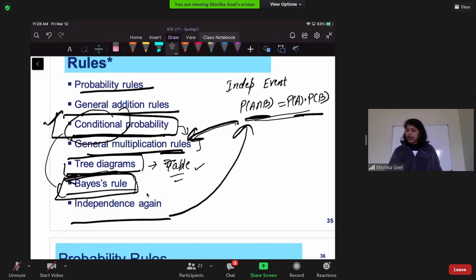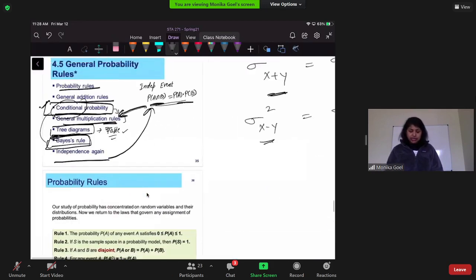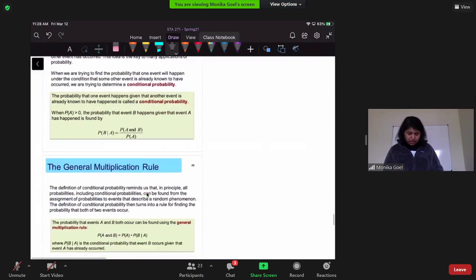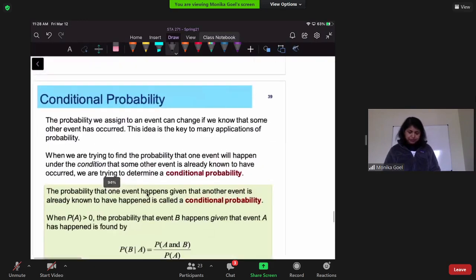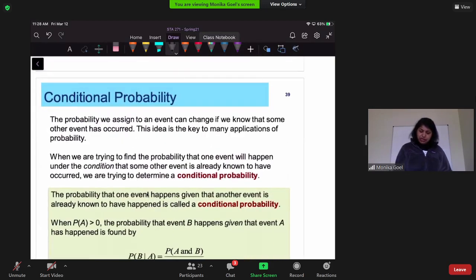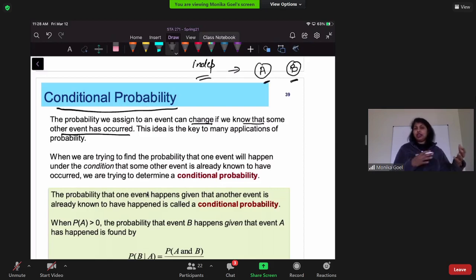So let's see first, how do we write the definition of conditional probability, or what is conditional probability? So we talk about all these. Take a look at that, and if you have any questions, let me know. So the probability we assign to an event can change if we know that some other event has occurred. If we know the probability of A happening is not going to change the probability of B, we call them independent events, right? But what happens if the probability of A that happened already is going to affect my probability of B, then we are talking about the conditional probability. What are the chances when this event has already happened, how it is going to change my second event?